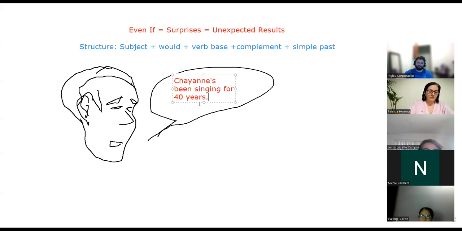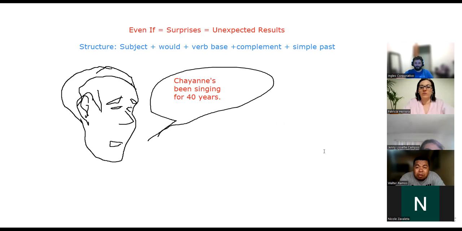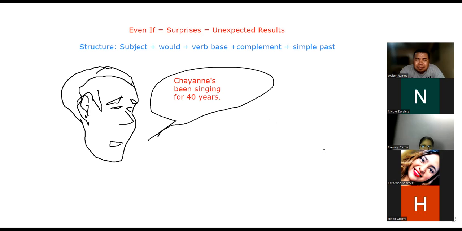All right, so now, let me ask you something. What would be a surprise? So if you know that Cheyenne has been singing for 40 years, what would be a surprise for you from Cheyenne? Tell me. He's old. He's an old man. Being an old man? Nope. 40 years is not an old man.